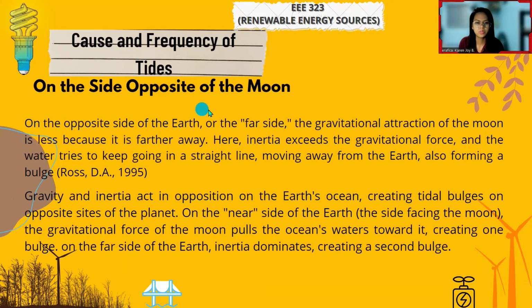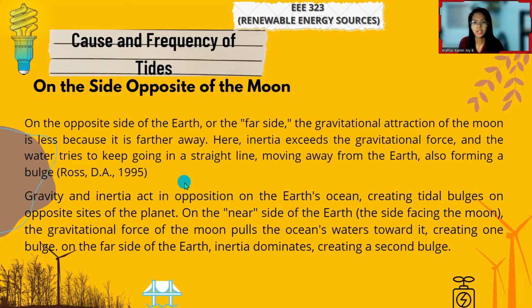On the side opposite of the moon. On the opposite side of the Earth or the far side, the gravitational attraction of the moon is less because it is farther away. Here, inertia exceeds the gravitational force and the water tries to keep going in a straight line, moving away from the Earth, also forming a bulge.